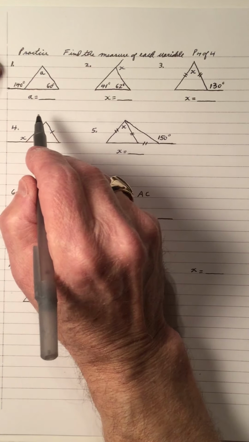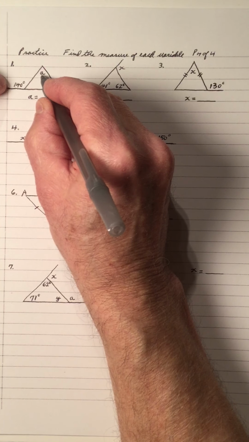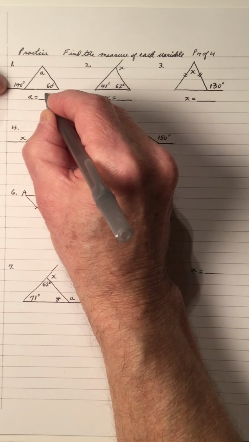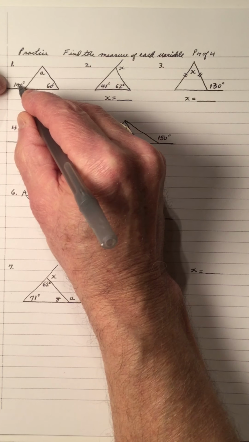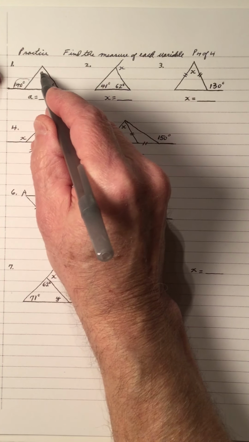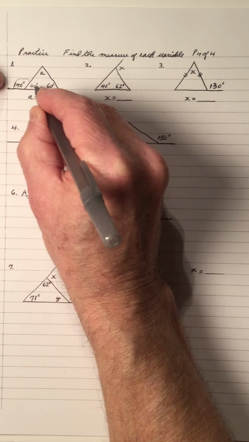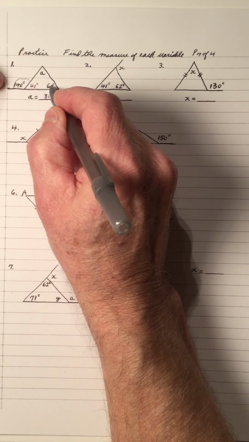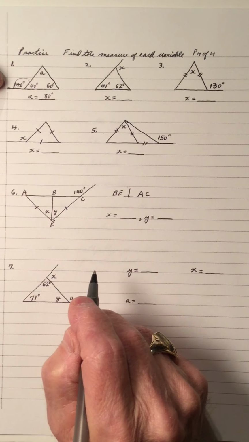Number 1. We have 140, a 60, so that angle there plus this one is 140, so that makes it 80. 60 from 140 makes 80, because this is the exterior angle equal to the sum of those two. Or you can make that a 40, because 40 and 60 make 100, and 80 added onto that gives you 180. That's another way to do it.